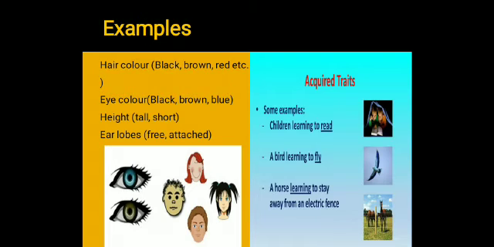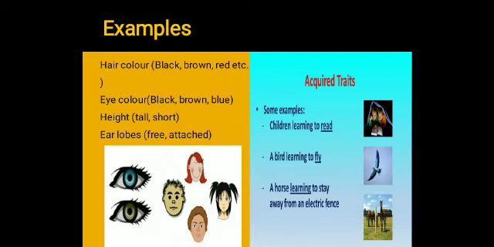The next one, height, it may be tall or short. If the parents are very tall in nature, the child is also tall. So it comes from the parents. And then earlobes, some have a free earlobe and some have an attached earlobe. Just to check, do you have a free earlobe or an attached earlobe? The attached earlobe is where the end of the ear is attached to the muscles. But a free earlobe means the end is normally free. So these are some examples.